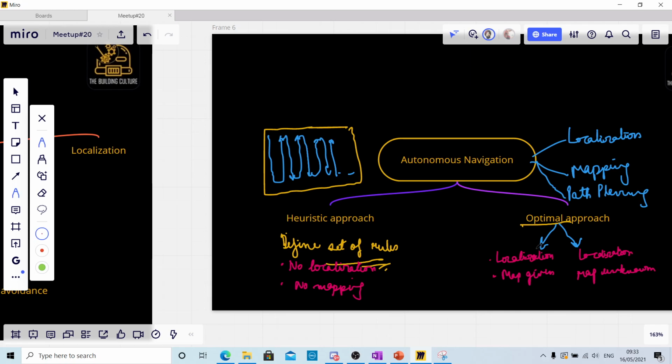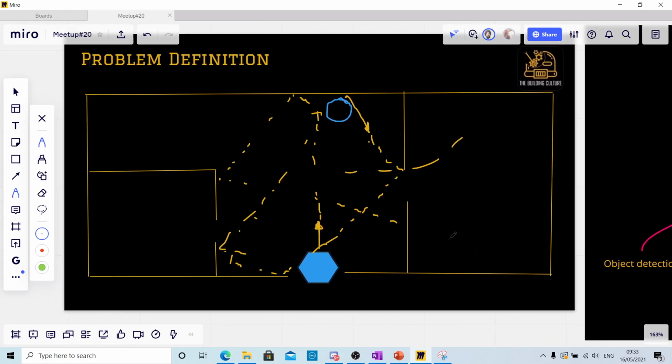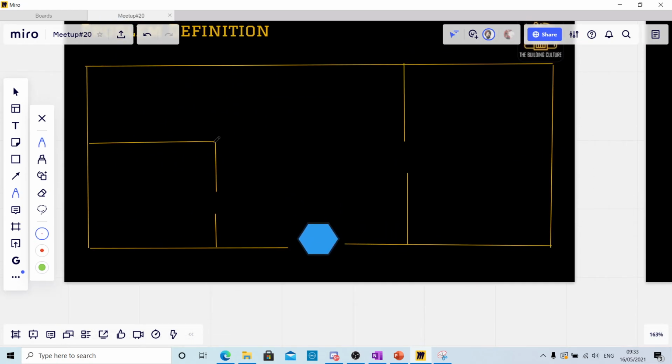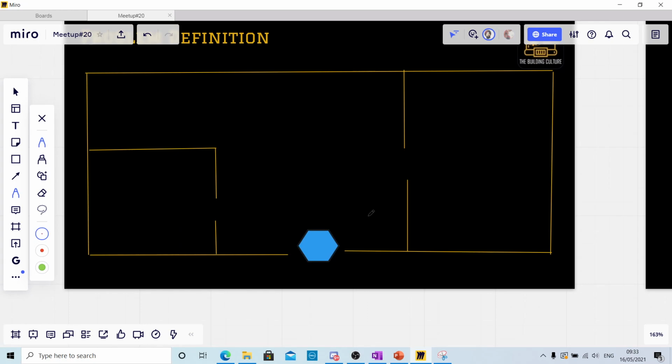Now coming to localization, let's say the map is given to us. If the map is given to us, we know where the walls are, and it's an empty space, an empty room, an empty house that we are considering here. With this approach of the map being given, we can use something called particle filters.